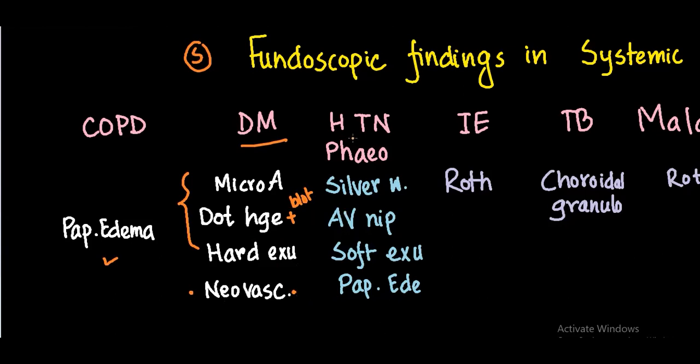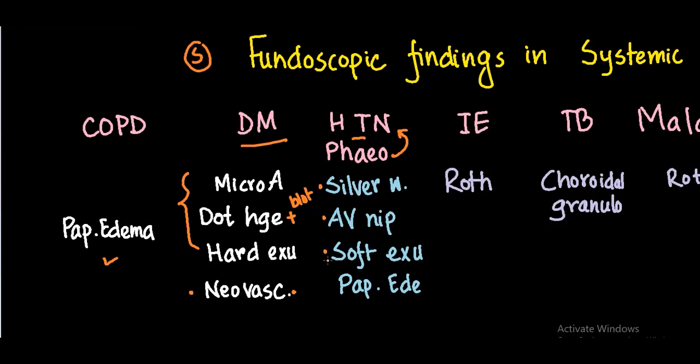Then comes hypertension, which may also occur in pheochromocytoma. So the findings are the same. It all starts with increased refractiveness of the vessel, known as the silver wiring. And then there is compression of the veins by the arteries, because arteries become thickened, and that's called AV nipping, where the veins become compressed by the arteries. That is called AV nipping, arteriovenous nipping.